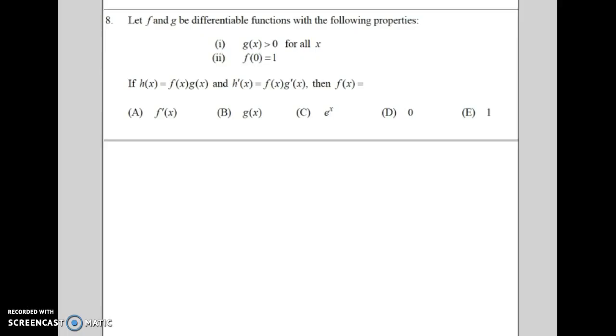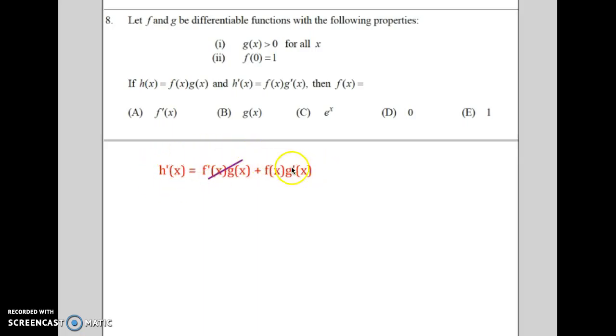Question 8, there was a question on let f and g be differentiable. They're saying that g will always be positive and that f of 0 equals 1. So this looks like the product rule. And so they're saying that when you do the product rule, the derivative, which should be f prime of x times g of x plus f of x times g prime of x, then what does f of x equal? If you take the product rule of f of x, g of x, you end up with this.